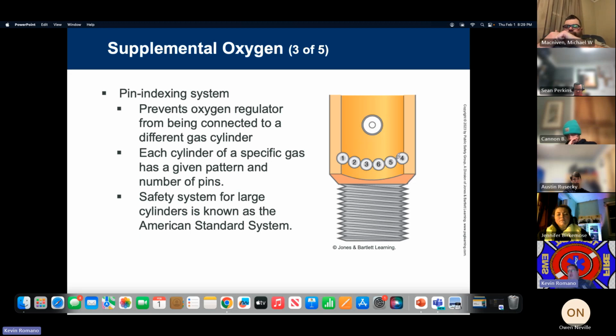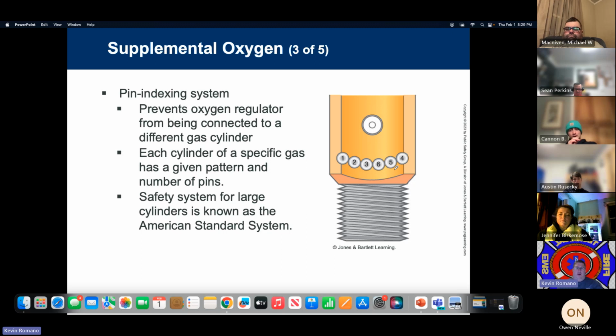All right, this is your pin stuff here. So a pin indexing system prevents oxygen regulators from being connected to a different cylinder gas, every gas cylinder. So they are different. Medical air is different than oxygen. We don't do a lot with medical air in the 911 system. That's more for neonatal transport. They use a lot with isolettes in pediatrics where they don't need oxygen, they just need air. So again, we're not going to deal a lot with this kind of stuff.